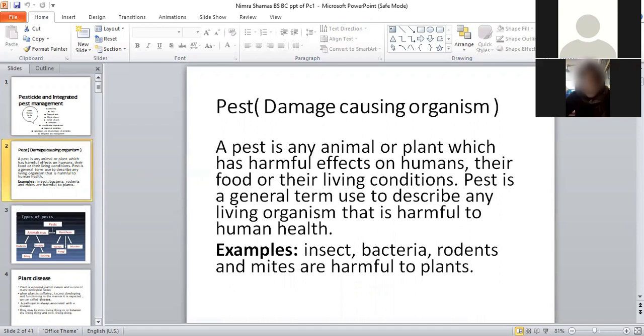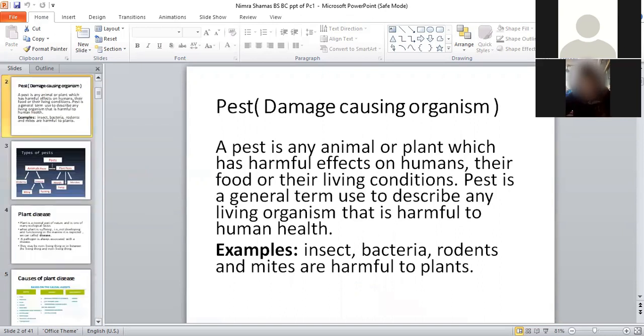Next. So, before discussing pesticide, we have to get information about pests. Pests are damage-causing organisms. Actually, pests are living organisms. These are the damage-causing living organisms. A pest may be an animal or a plant which has harmful effects on human beings. It means that pests have harmful effects on human concerns.